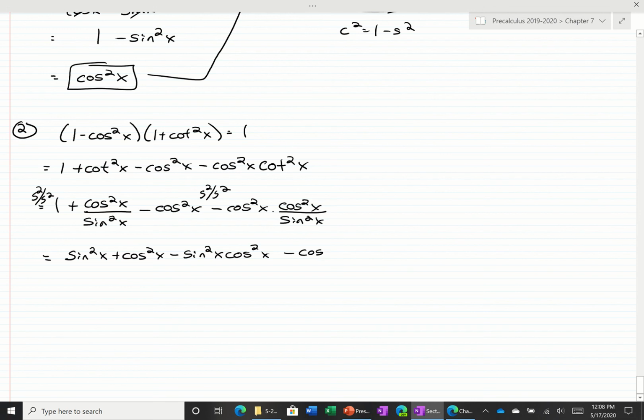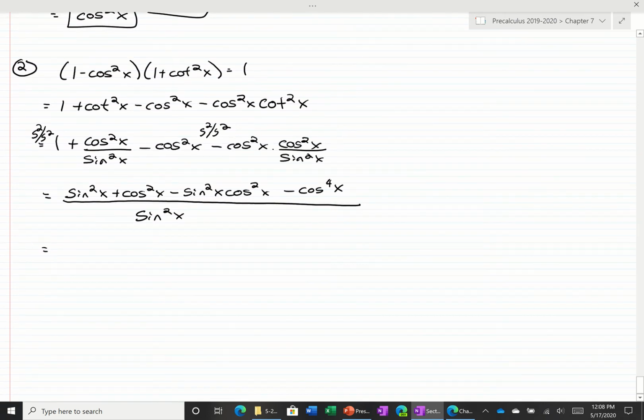minus cosine, it's going to be minus cosine to the fourth of x all over sine squared of x. And at this point, it looks like if it's supposed to be equal to 1, that would mean the top would have to be sine squared over sine squared, right? So what I'm going to do is convert everything to sine squared.